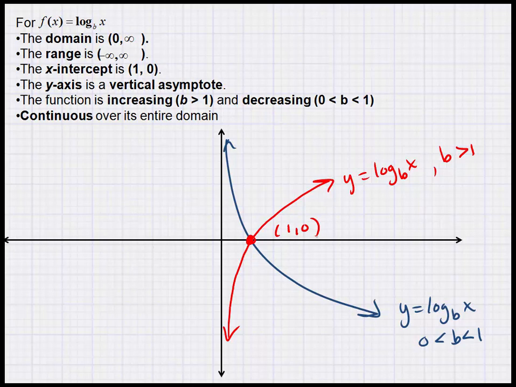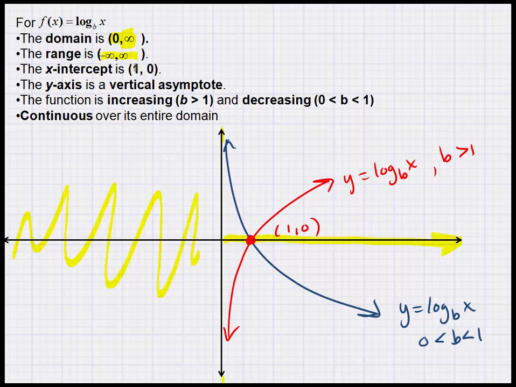So the domain for both of these is 0 to infinity. If you look, these graphs are only existing on the positive x-axis. We don't have any graph over here. These x values and also the y-axis, which would be an x value of 0, do not have points on our graph. So it's strictly positive values in our domain. However, our range goes from negative infinity to positive infinity. Both of these graphs go from the top of the y-axis down to the bottom of the y-axis. Range are your y values.